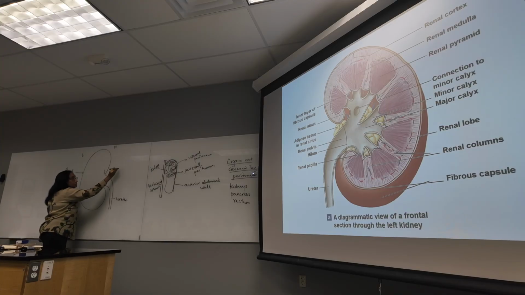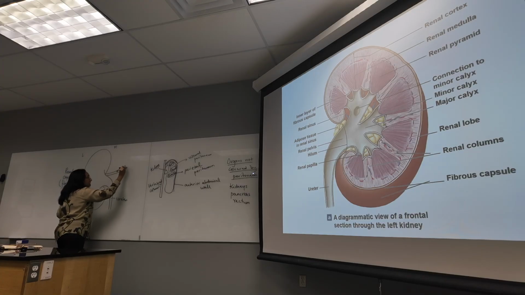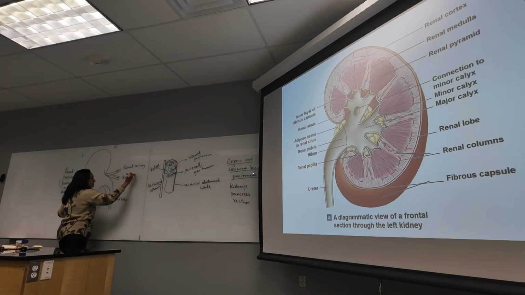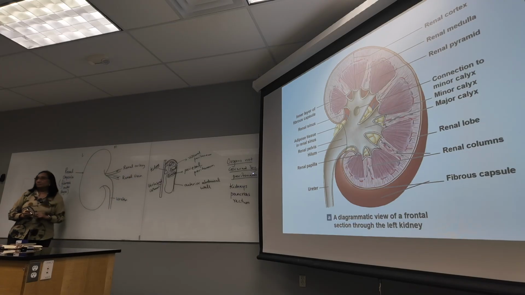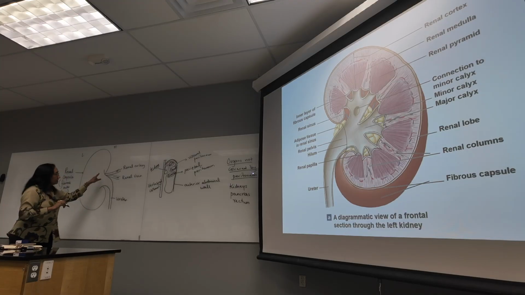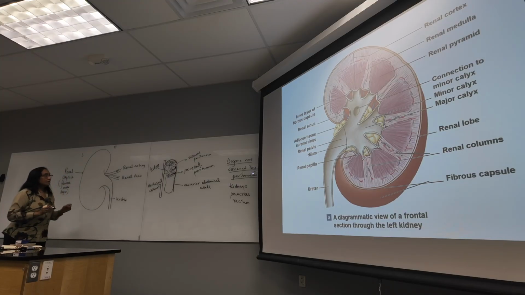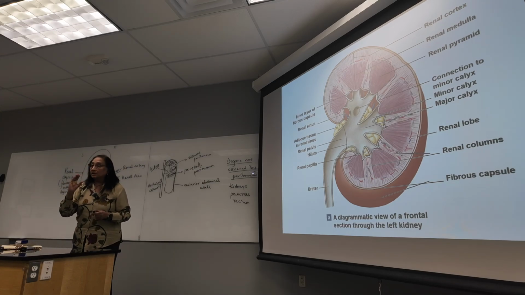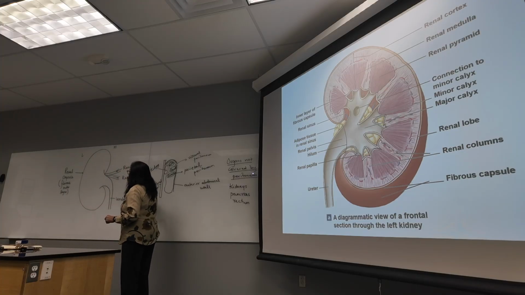At the same point, you're going to see the renal artery bringing blood into the kidney, and the renal vein carrying blood out. So in this central region, you're going to see the artery, the vein, and the ureter coming out. Wherever blood vessels enter and leave an organ, that region is called the hilum.